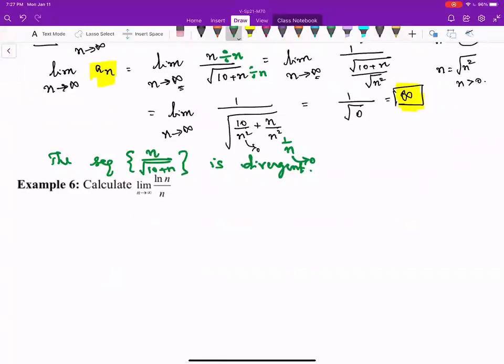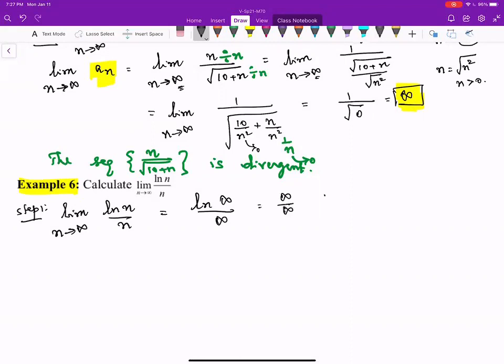Next, calculate the limit as n approaches infinity of ln n over n. This is example 6. Normally when we do limits from our calculus 1 class, we immediately plug and play. That is our usual step 1. If you plug in, it is ln of infinity over infinity, which is infinity over infinity, an indeterminate quotient. Anytime you have an indeterminate quotient, you will apply L'Hopital's rule.